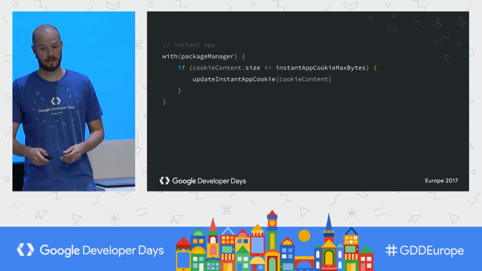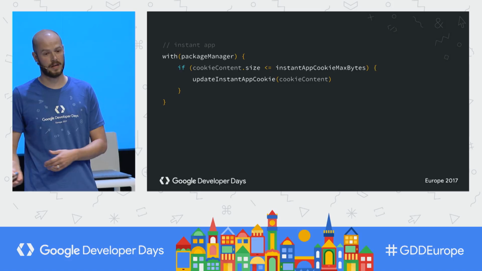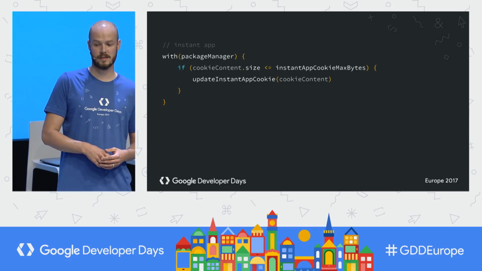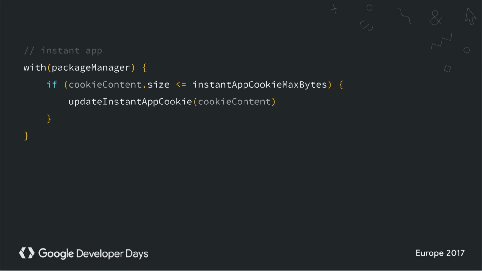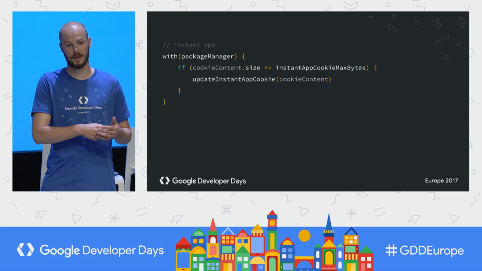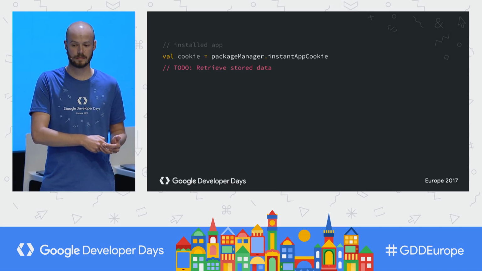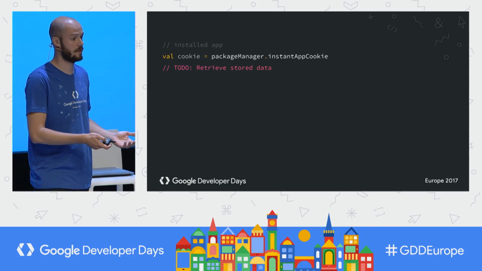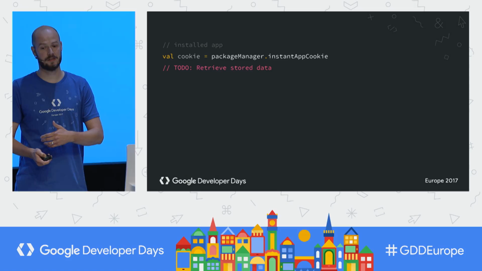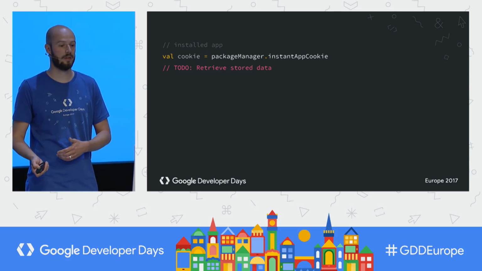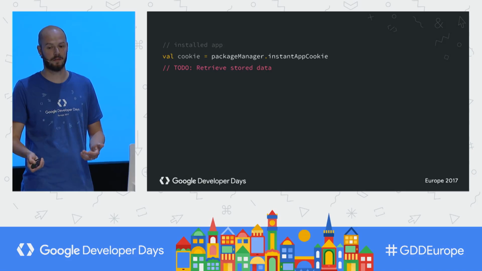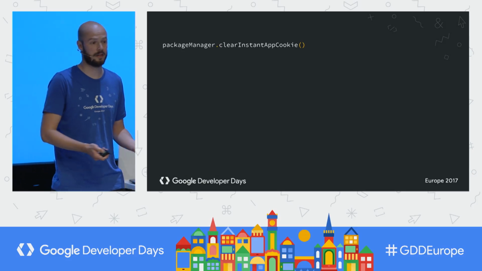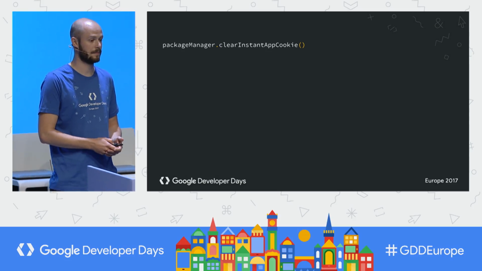How does it work? It's, again, a straightforward API. You check whether the cookie that you want to store is small enough to fit the cookie jar, and then you update your instant app cookie. The instant app cookie is a byte array, and it's available through both the package manager as well as the support package manager. On the other end, all you have to do is get from the package manager, get back the instant app cookie, and then convert it to the data type that you can work with. And when you're done, you can clear up after yourself and clear the instant app cookie.